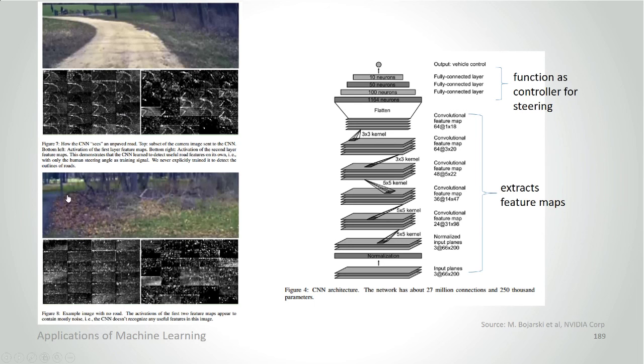This is an example image with no road. The activations of the first 2 feature maps appear to contain mostly noise. So that's the first level feature map. Here's the second. In this case, the CNN doesn't recognize any useful features in this image. So it's got to learn to recognize useful stuff from not useful stuff. It's pretty amazing, a pretty complex architecture.